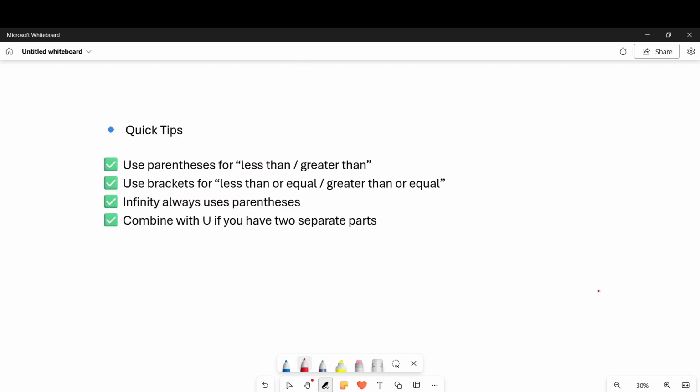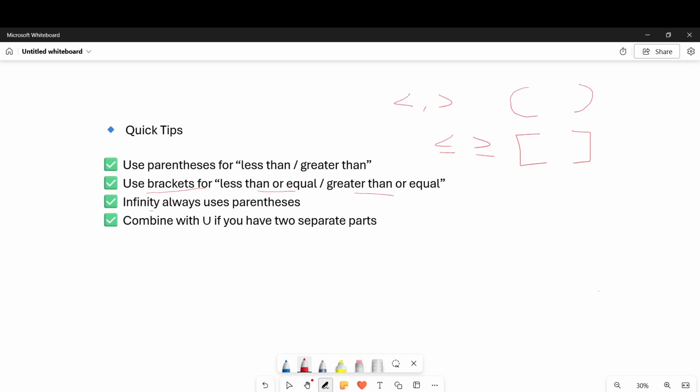Okay, here are some quick tips for you. First, use parentheses for less than and greater than symbols. If you have these inequalities, use parentheses. Then use brackets for less than or equal to and greater than or equal to. When you have a symbol like this, we need to use brackets, because the numbers inside the brackets are included, not excluded.